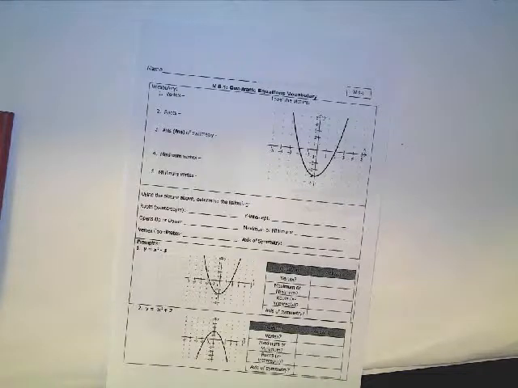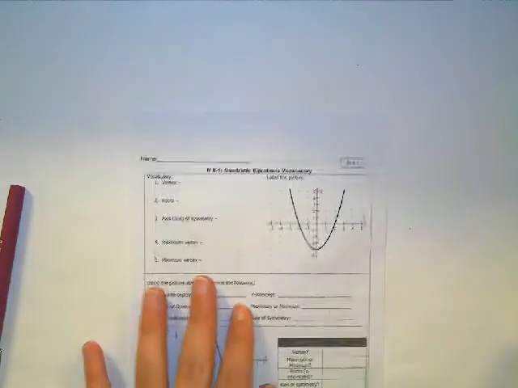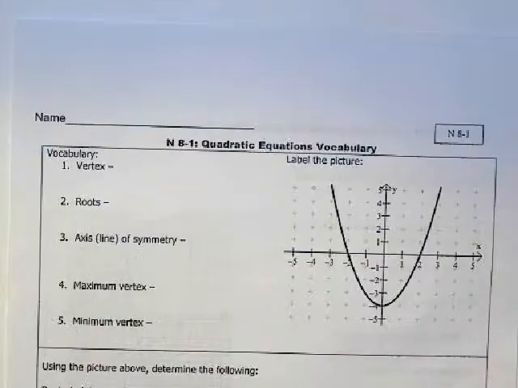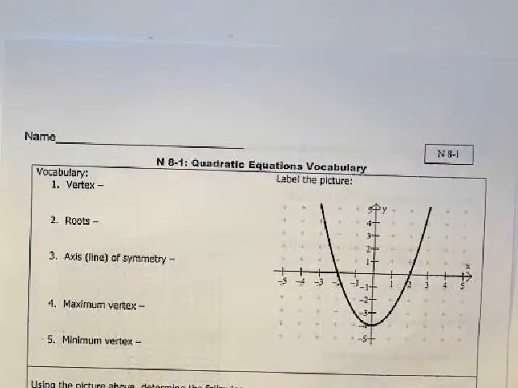So, Unit 8-1, Quadratic Equations Vocabulary. Everything that we're going to learn this unit is all going to be about U-shaped graphs. So we've done linear, right? Straight lines. We've done exponential. Does everybody remember what exponential looked like?